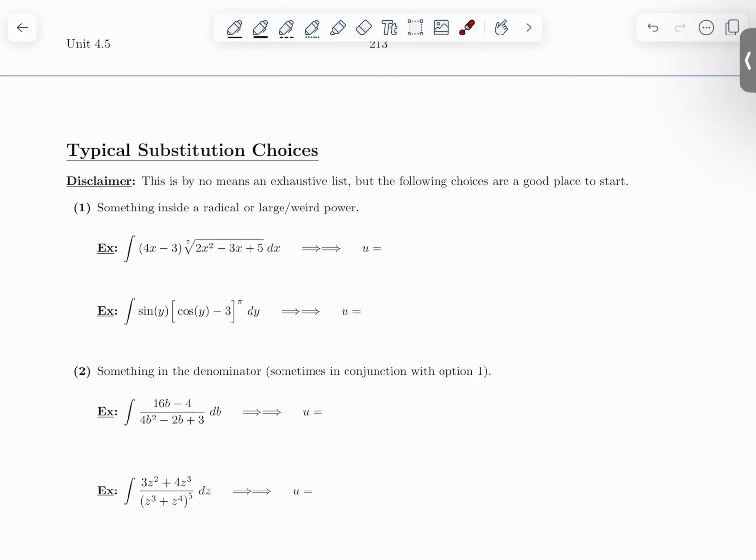So typically, I will choose something inside a radical or a large power. So in this first example, the best choice would be U equals 2x squared minus 3x plus 5, which would mean that du would be 4x minus 3 dx. I'm not going to solve the problem. This is just free practice, but if you do this, you should get the right answer.